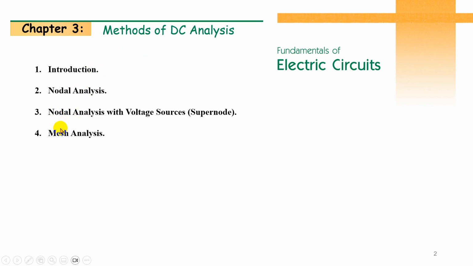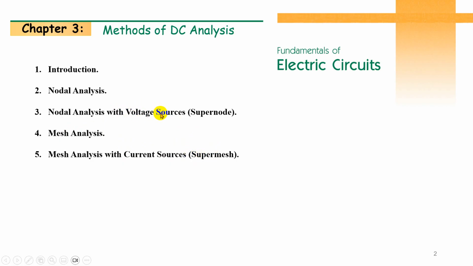Now next, the second method is mesh analysis. Like node analysis, we have another method, mesh analysis. Here also, if we have a current source, not a voltage source, then it is called supermesh. Generally, mesh analysis is a voltage source analysis. It has voltage sources, not current sources. So if we have current sources, then it is called supermesh.